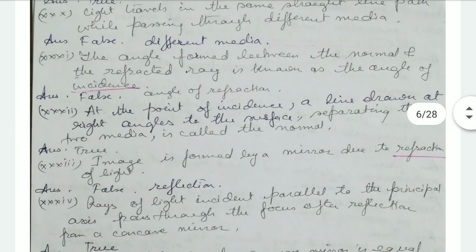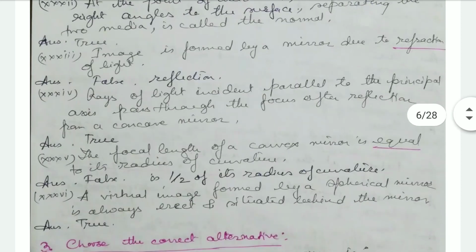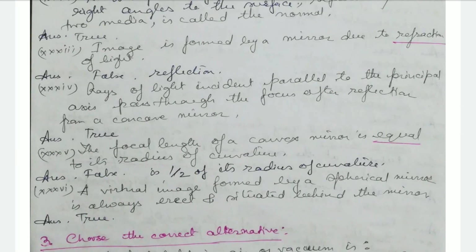The angle formed between the normal and the refracted ray is known as the angle of incidence. No, it's known as the angle of refraction. At the point of incidence, a line drawn at right angles to the surface separating the two media is known as the normal. That's true. An image is formed by a mirror due to refraction of light. No, that is reflection of light.